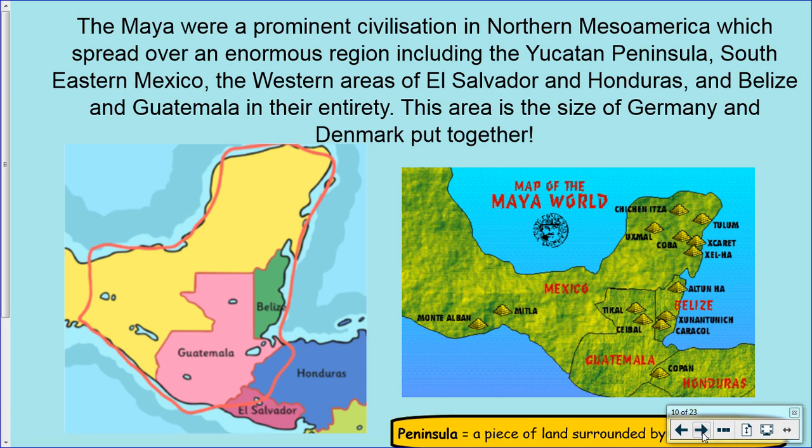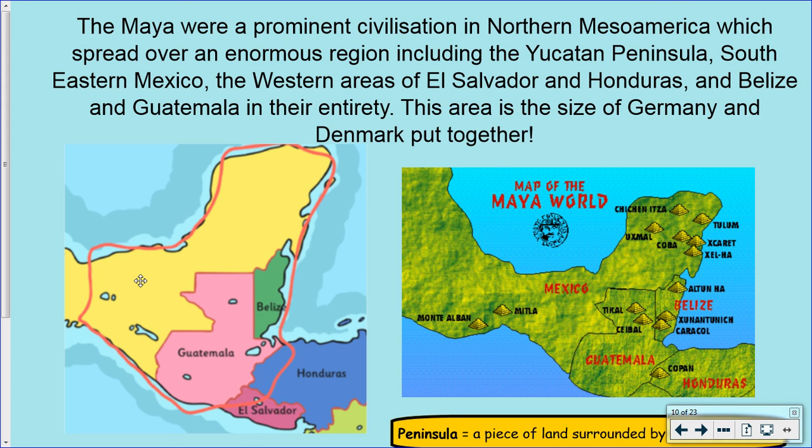And within the Mesoamerica, the Maya were a prominent civilization in the northern part. So if we zoom in a bit more, where this red outline is on this map, this was the significant area that the Maya had all of their cities. And this region included, so this yellow bit here is the bottom part of Mexico.